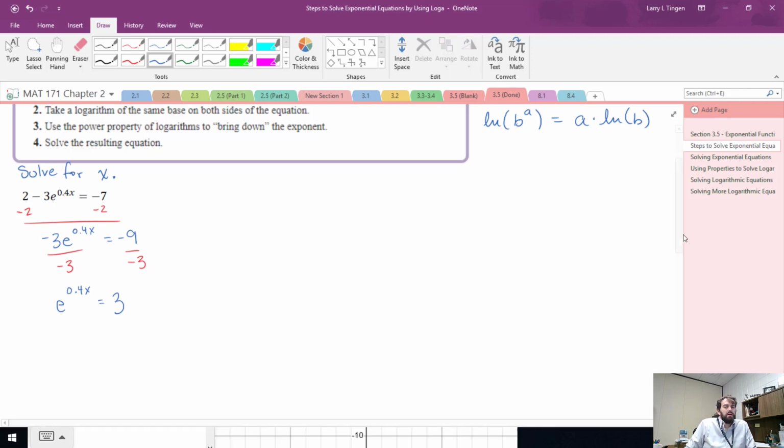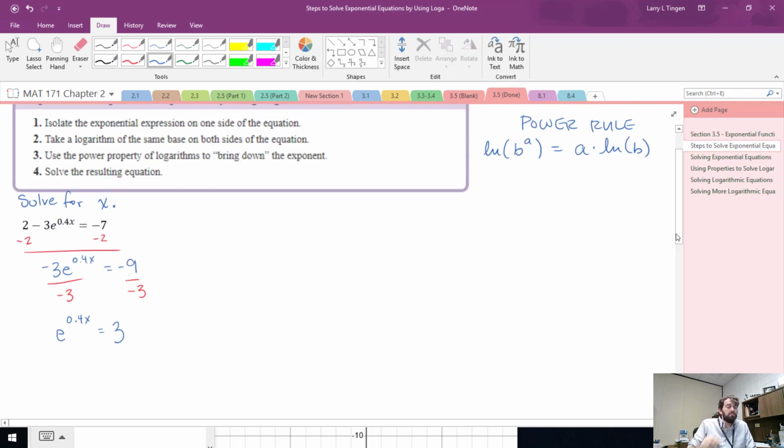Well, I have exponential notation, but instead of using it, instead of doing what we did on the last problem, what I'm going to do is remember that my goal is to solve for x. And in order to solve for x, I've isolated, and then the second step is take the logarithm of the same base on both sides of the equation.